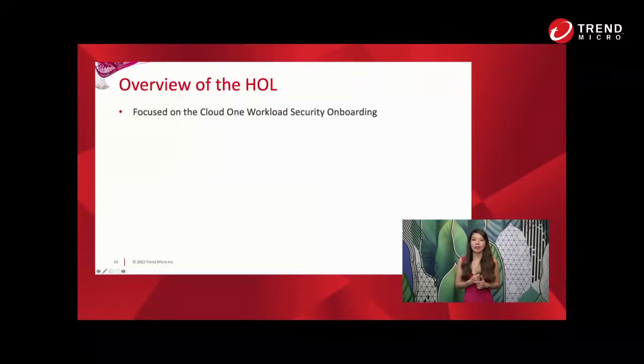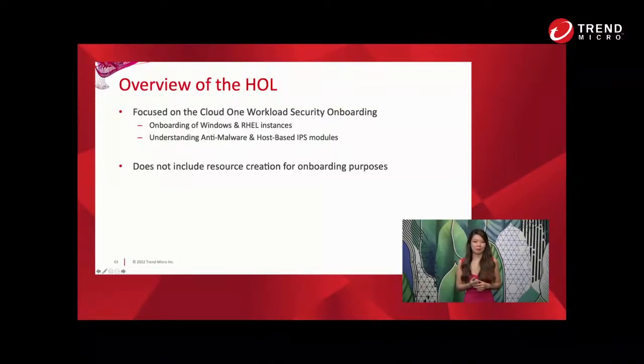So first, the overview of the hands-on lab. First of all, we just want to highlight that this entire workshop is focused on Cloud One Workload Security onboarding. At this stage, you have done the migration already and now you're ready to try out some of the modules. As part of that, we're going to onboard 2 Windows and Red Hat instances. And then we're going to share with you how you can turn on the anti-malware and the host-based IPS modules within the Cloud One Workload Security Console.